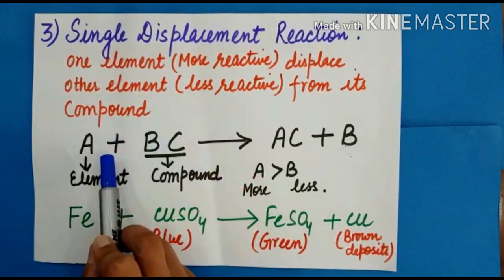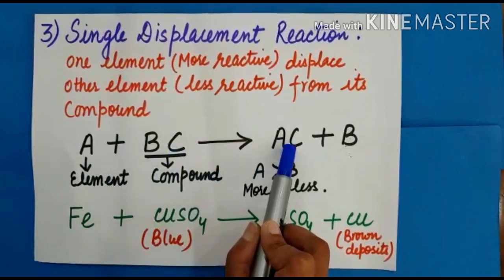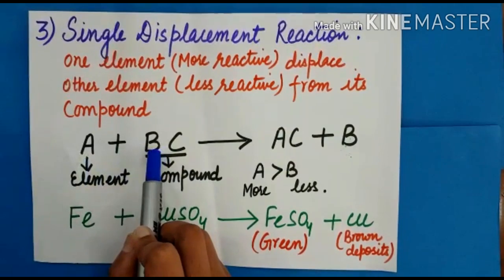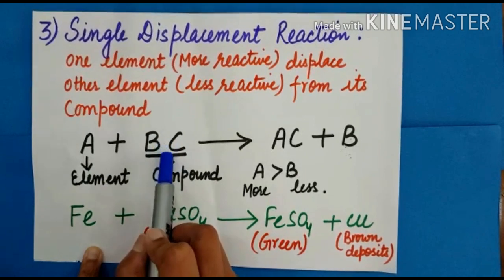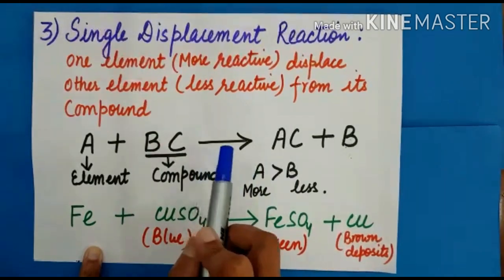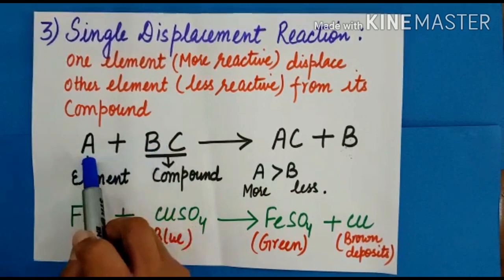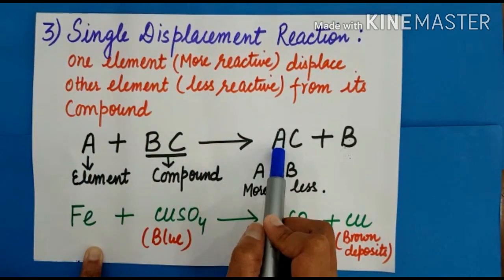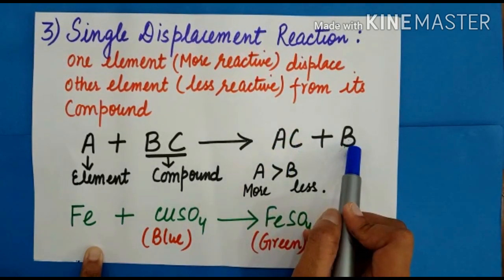Let's take a general example by symbol. A plus BC gives AC plus B. Here you can see A is the element and the second element is B. It is present in the compound BC. And in this reaction, A is more reactive than B. So after reaction, A displaces B, A pushes B from BC, and A replaces the place of B. Clear? So AC is formed and B is formed.